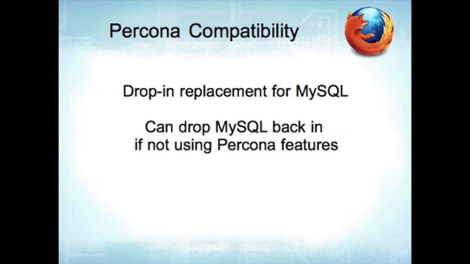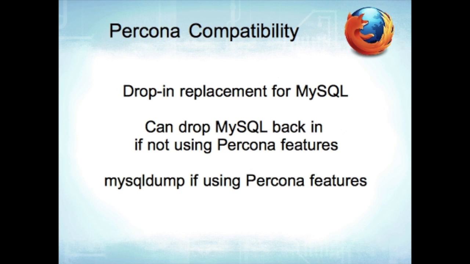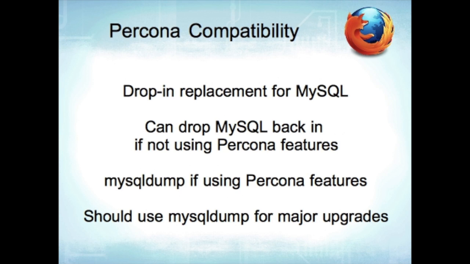If you convert the tables to XtraDB, for example, you're not going to have to convert them back. You can actually do that with mysqldump. If you're worried about vendor lock-in, you're supposed to use mysqldump for major upgrades anyway. When you upgrade from 5.1 to 5.5, you're not supposed to just shut down MySQL 5.1 and install MySQL 5.5. You're supposed to do a mysqldump. And I've used mysqldump very effectively.